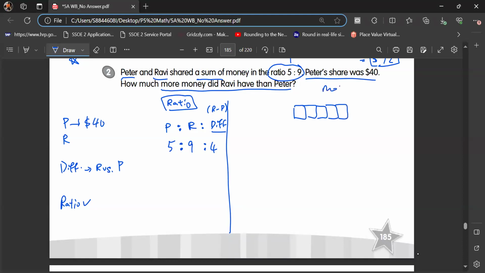Okay, so this is the model method. So this is Peter and then Ravi. Ravi is 1, 2, 3, 4, 5, 6, 7, 8, 9. If you think this is easy, that's good. Yeah, which is great, right?